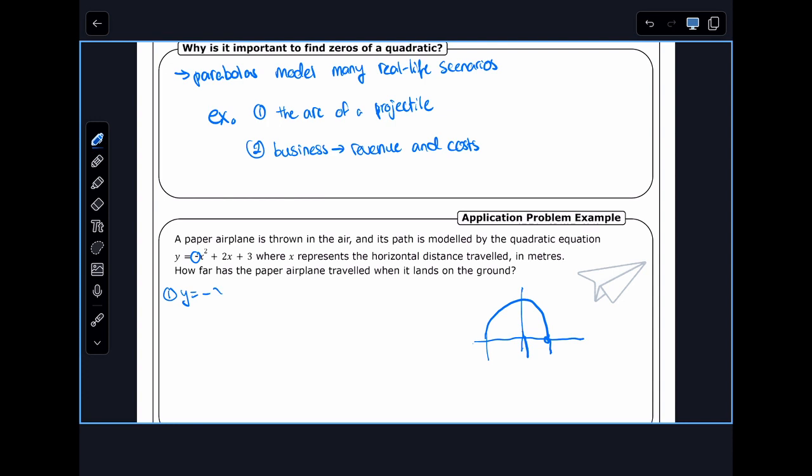So I'll write here, we're going to factor first. So a here is not equal to +1. It's equal to -1. So I want to factor out that -1 first. When I take out -1, I'm left with x squared minus 2x minus 3 within the brackets.